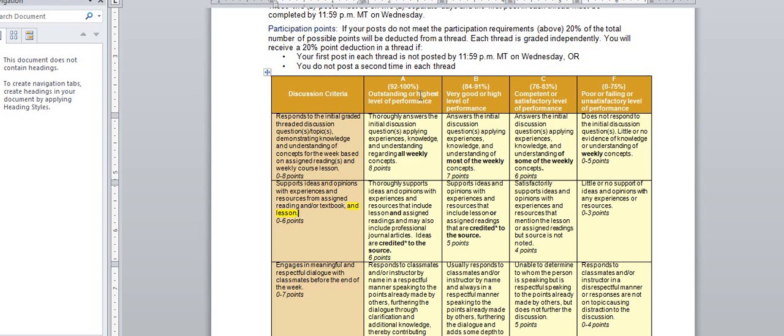So as I grade, just remember that it says up here A, so you want to really make sure that you are answering all of the discussion questions according to this A column, so that you can get all the wonderful points that you deserve.